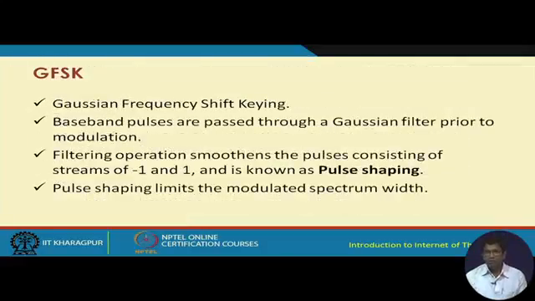So, I was mentioning this GFSK modulation, which is Gaussian frequency shift keying. What happens is there is a Gaussian filter. Prior to FSK, you pass the signal through a Gaussian filter to smoothen the pulses, so that you have well-formed pulses which will occupy limited spectrum width, and this process is known as pulse shaping.